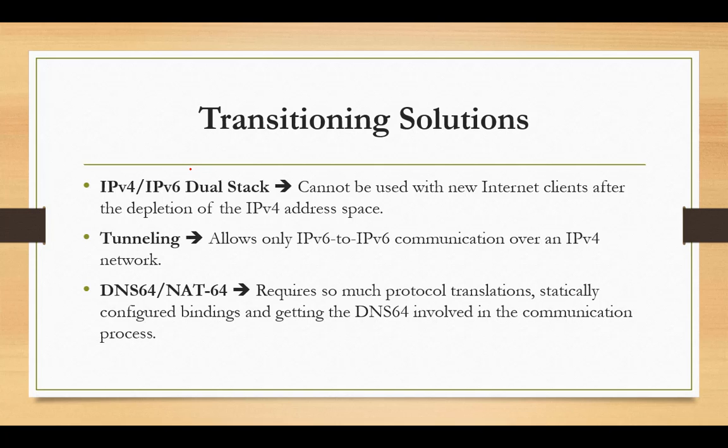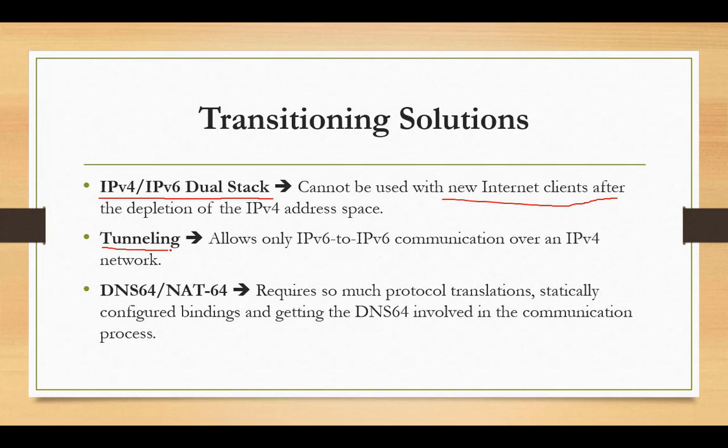Actually, there are many transitioning solutions that allow IPv4 and IPv6 to coexist, but none of them allows IPv4 only hosts to communicate to IPv6 only hosts. The first transitioning solution is IPv4 IPv6 dual stack. It cannot be used, as we mentioned earlier, because new internet clients will be assigned only IPv6 addresses and they cannot have IPv4 addresses to have dual stack because the IPv4 address space has been exhausted.